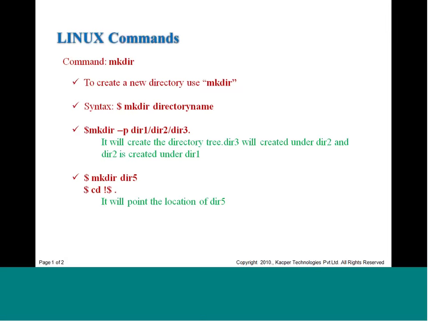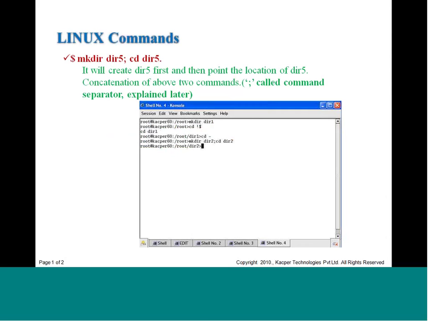So the next one that we'll talk about is the use of semicolon. Semicolon is usually a command separator. So this allows us to concatenate multiple commands in a single line. In this one, for example, you can say mkdir dir5 semicolon, then cd to dir5. There's no period actually. Once you do that, as shown here, it creates the directory and then moves to that directory. So now you can see the prompt, which is this greater than sign, is now in this root slash dir5.